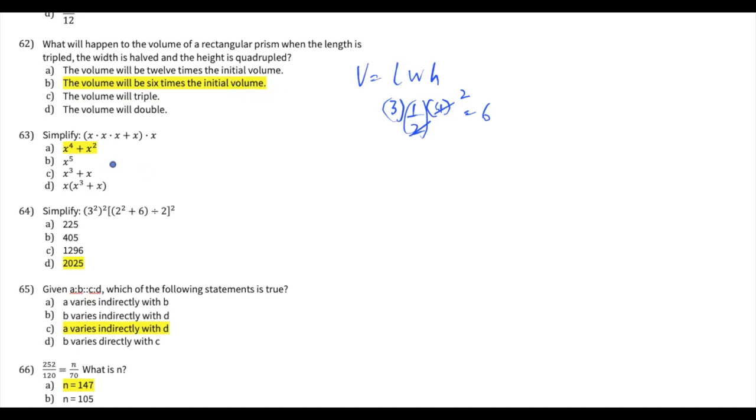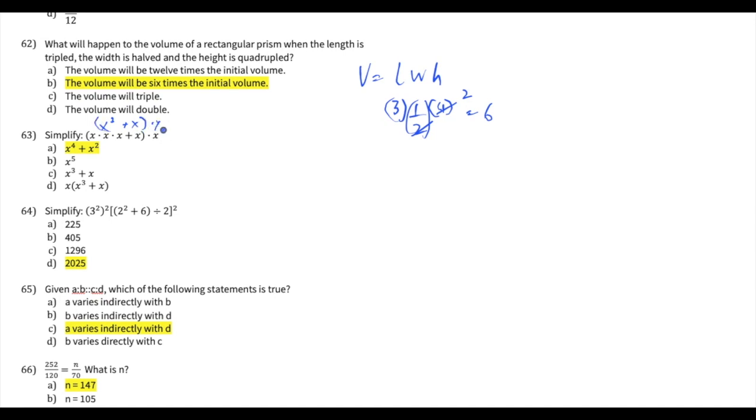Number 63. Simplify this one. This will just become x cubed, plus x times x. Okay, so if we distribute this one, we have x raised to 4 plus x squared, or letter A. You can no longer add these, guys, okay? Their degrees are different.